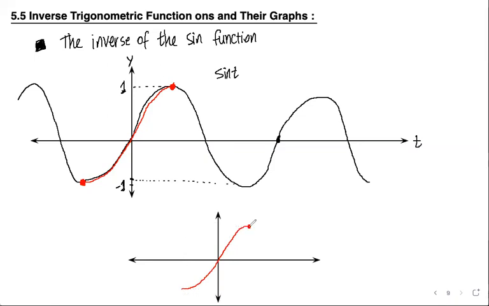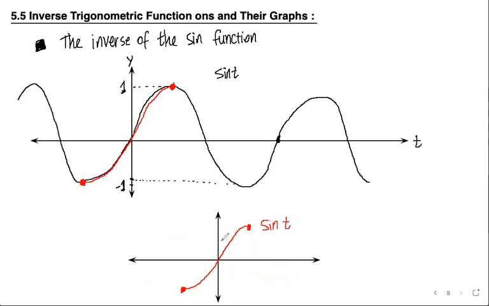Now, I'm going to check if this piece is 1 to 1. As we see in the horizontal line test, it passes the horizontal line test. At every point, it intersects the line at only one point. So this curve passes the horizontal line test. This means it is 1 to 1, and it has an inverse. So I'm going to take only this piece of the sine function.